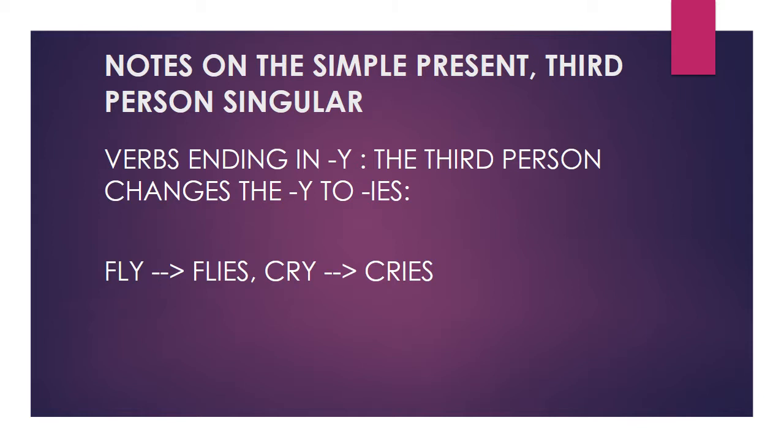Verbs ending in y. So now the third person changes the y to ies. So the verb to fly becomes flies. She flies to Egypt every month. He flies to New York every week. Not just the s is added, but also i and the e. So the y changes into ies, very important. The same is true for to cry. She cries, he cries. Bob cries, Sarah cries.